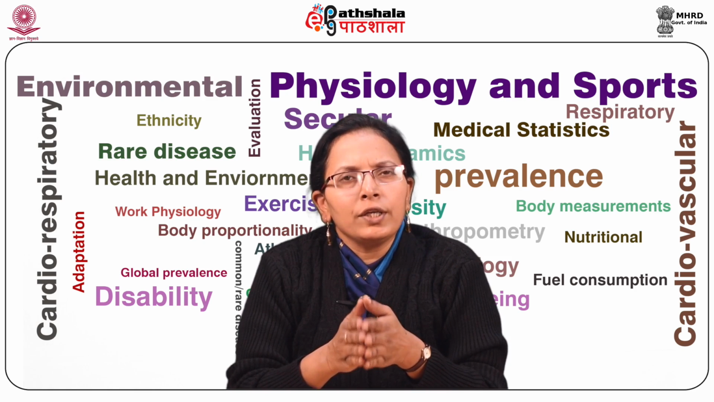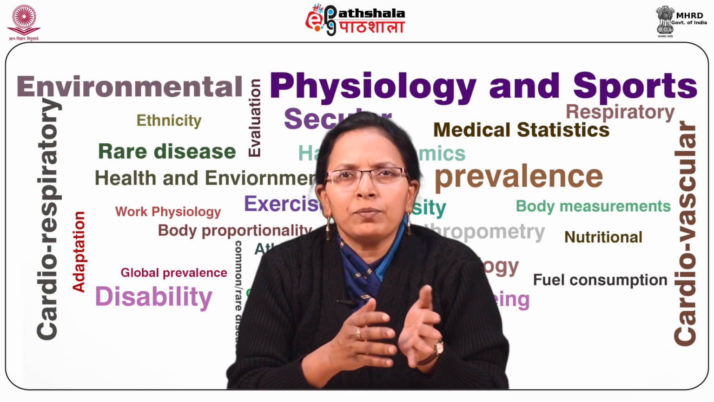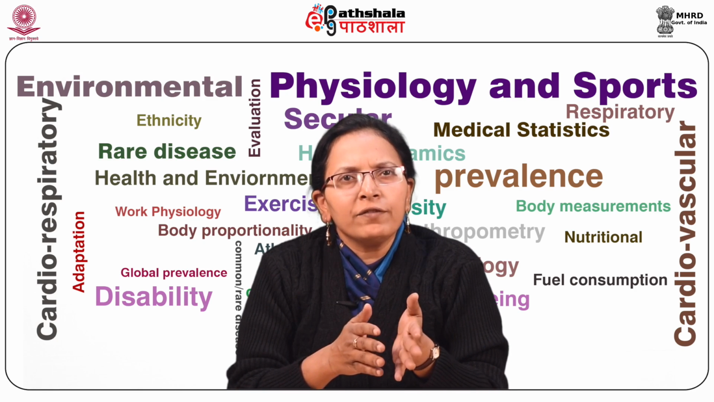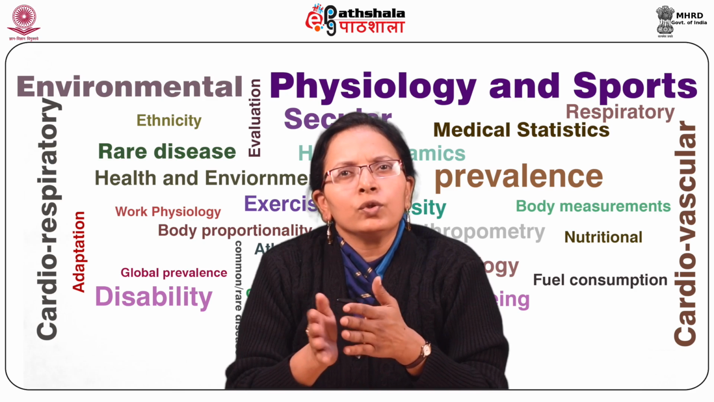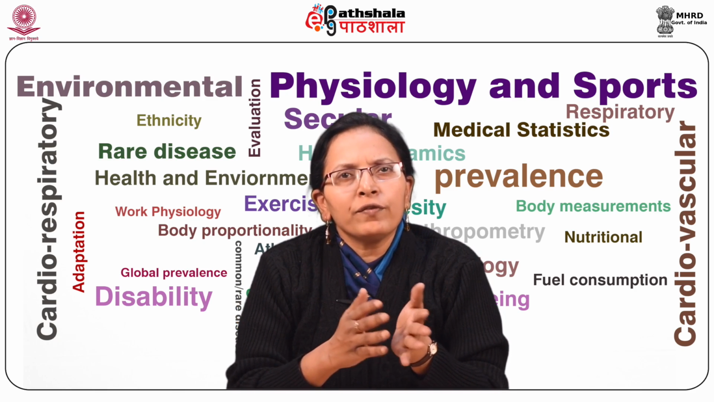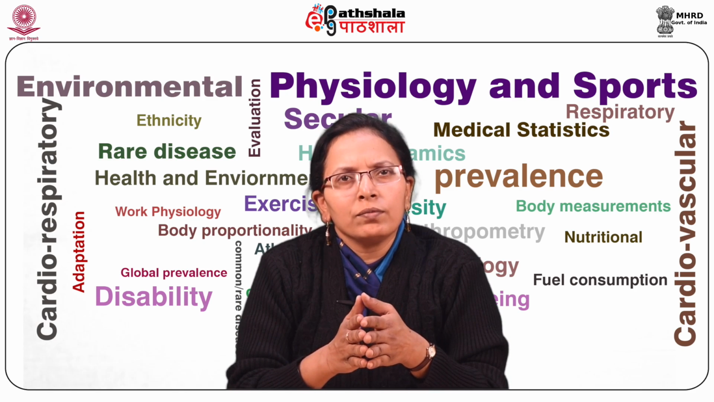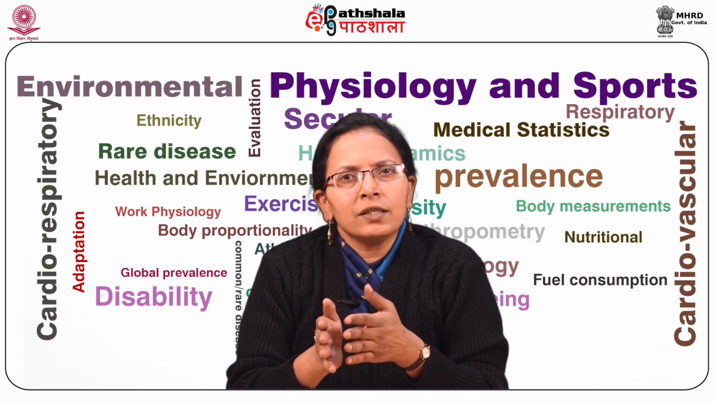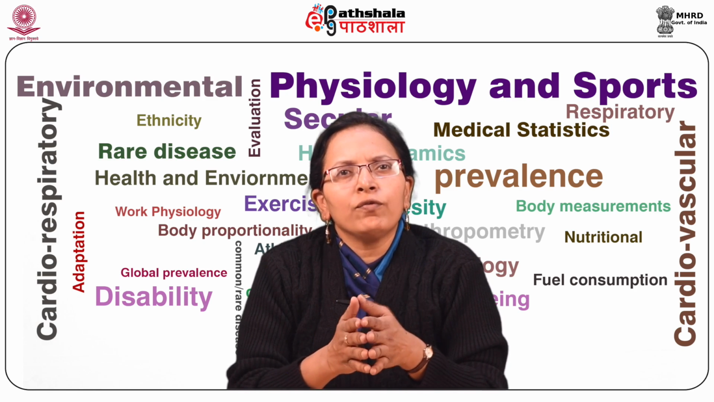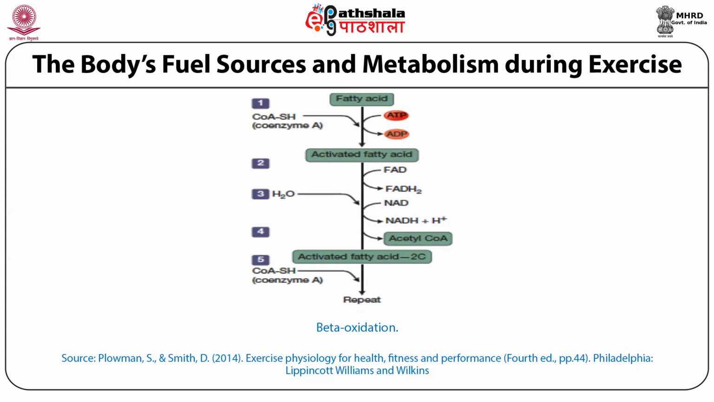Now, what is beta oxidation? Beta oxidation is a cyclic series of steps wherein the FFA is broken down to form acetyl coenzyme A. The number of cycles depends upon the number of carbon atoms. Mostly, fatty acids have 14 to 24 carbon atoms. This pictorial representation makes clear the beta oxidation during the fat metabolism.